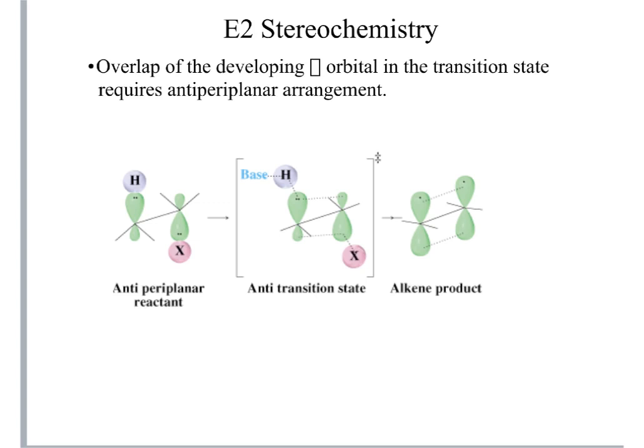The look at the orbital overlap in a transition state explains why the anti-periplanar arrangement is necessary. As the base abstracts the hydrogen atom and the bond between the alpha carbon and the hydrogen to be eliminated is being broken, the sp3 orbital will be rehybridized from sp3 to p orbital, because we know that the pi bond results from the sideways overlap of 2 unhybridized p orbitals.